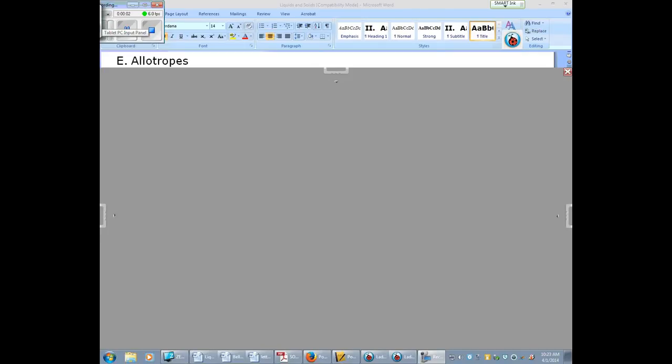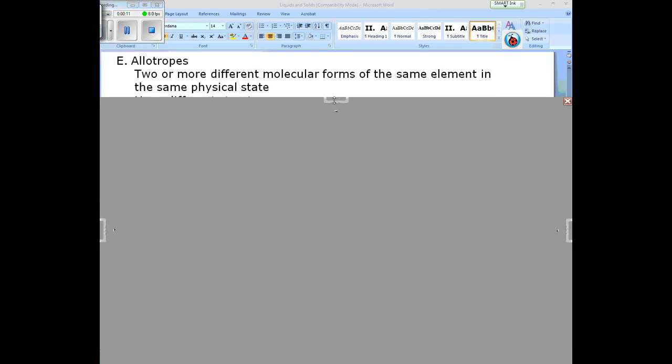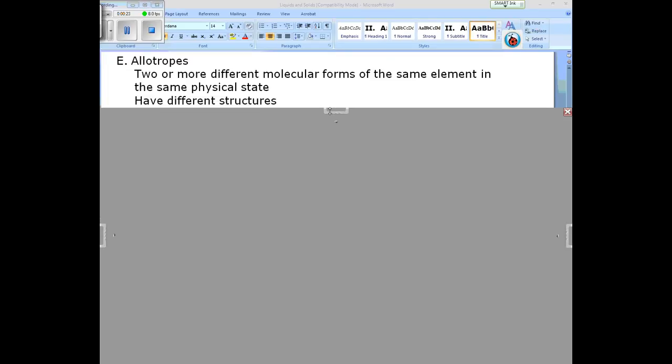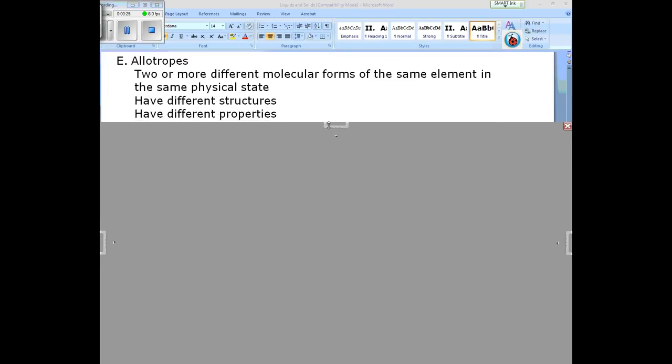All right, so we need to know what an allotrope is, and you really need to know what an allotrope is, because I'm pretty sure it's a test question. Allotropes are two or more different molecular forms of the same element in the same physical state. So, same element, same state, but they have different structures, and because they have different structures, they have different properties. So, two sames, two differents: same element, same state, different structure, different properties.